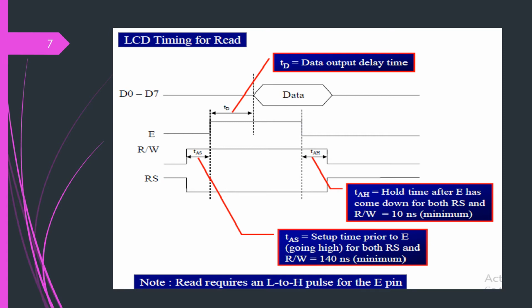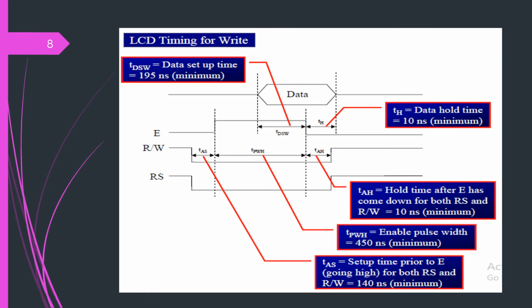As far as data is concerned, it is the data setup time. It is approximately 195 nanoseconds minimum. Then TH, that is data hold time, is again 10 nanoseconds minimum. Then TH, that is hold time after E has come down, again for both RS and RW, is also 10 nanoseconds minimum. You can see there that once again read/write will become 1.